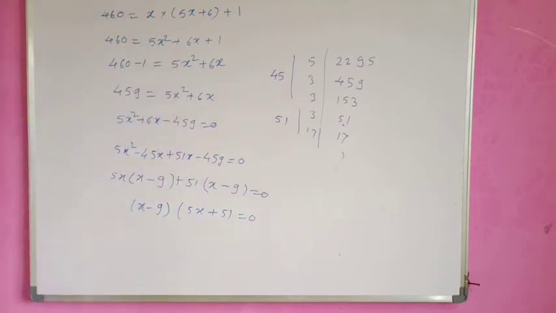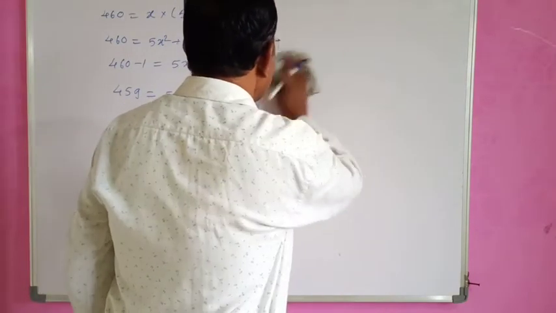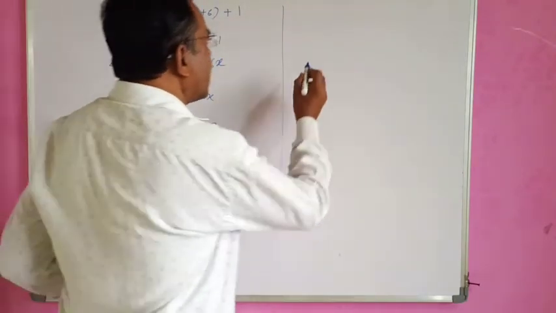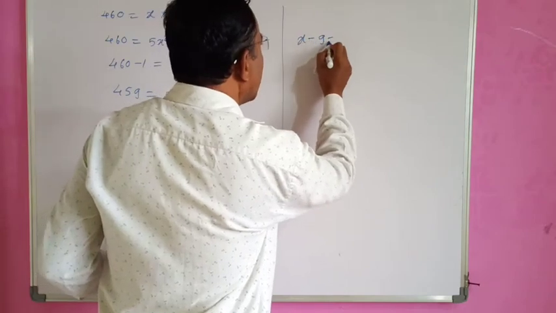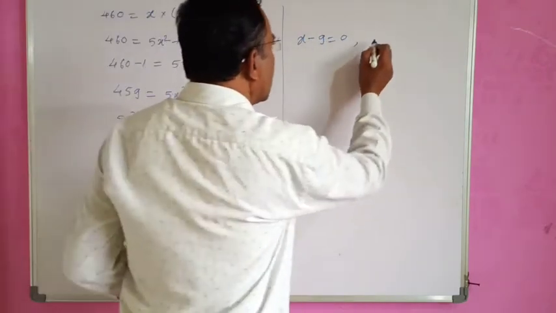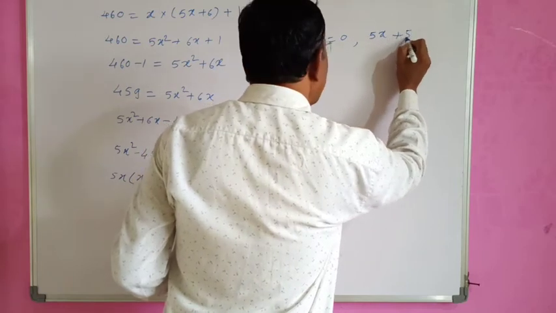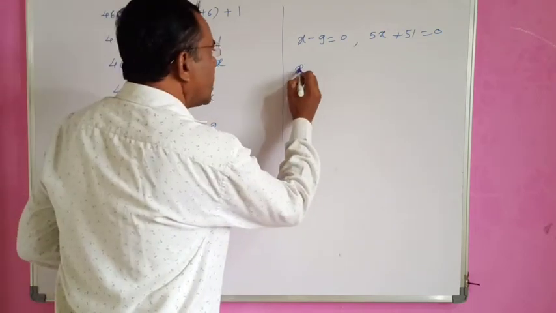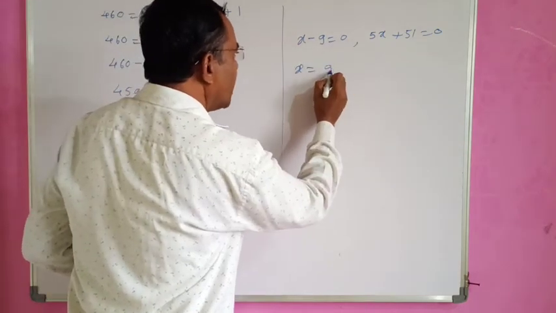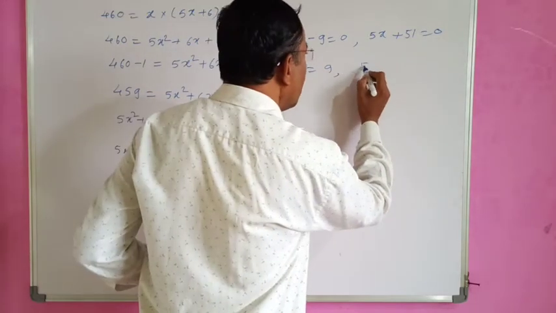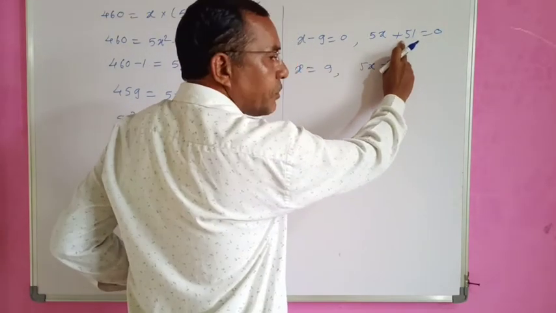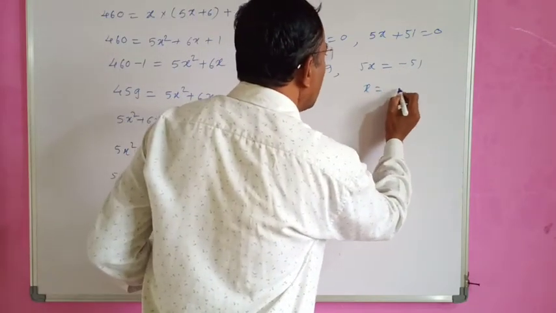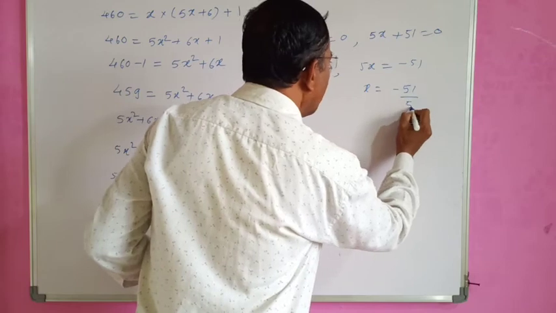Okay, now taking every bracket equal to 0, the first bracket is x minus 9 is equal to 0, comma, 5x plus 51 is equal to 0. It is the second bracket. Now here x is equal to minus 9 becomes plus 9, comma, 5x is equal to plus 51 becomes minus 51, and x is equal to minus 51 divided by 5.